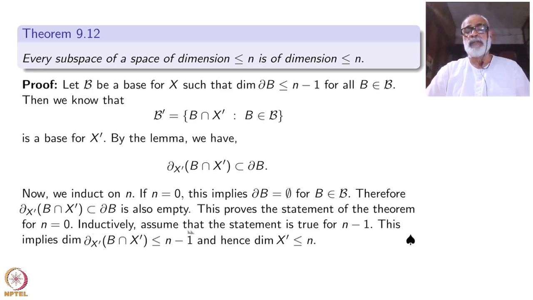Inductively assume that we have proved the statement for n minus 1. Now this implies the dimension of the boundary of B intersection X prime is less than or equal to n minus 1, because it is a subspace of the corresponding thing here, hence the dimension of X prime is less than or equal to n. So all the time you are using this one. If the dimension is say 5 here, the dimension will be less than or equal to 5. Once we have proved that, for 6 dimension this will prove, and so on. Starting with 0, you can build up the induction.